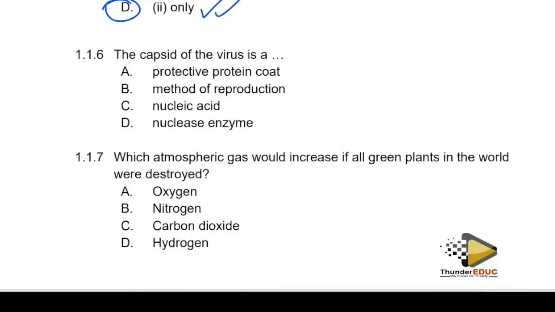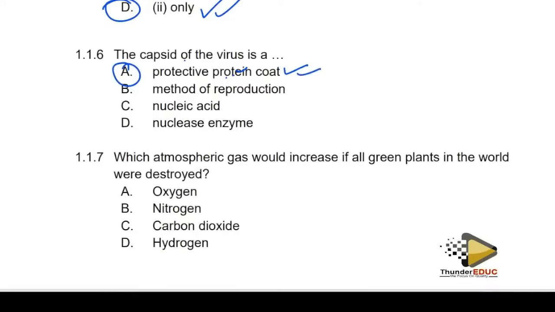1.6, the capsid of the virus. When we are giving a prediction, it was a very good prediction. Those people who use the distinction material book, I think you have the distinction, based on what we tried to predict and what came out from the paper. They're saying the capsid of the virus is a protective protein. Yes. Nucleic, no. Nuclease enzyme, no. So the most correct answer is A. I give 2 marks there.